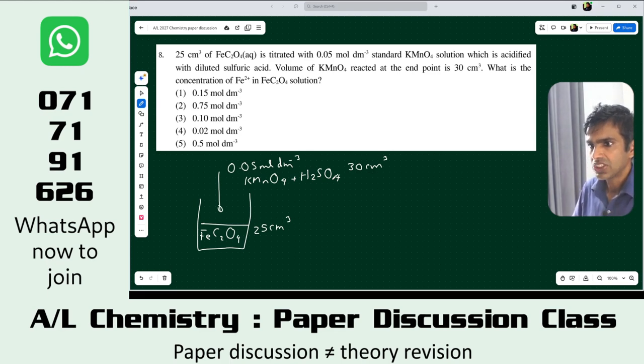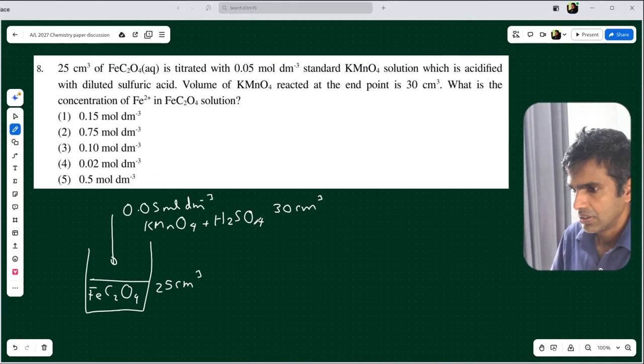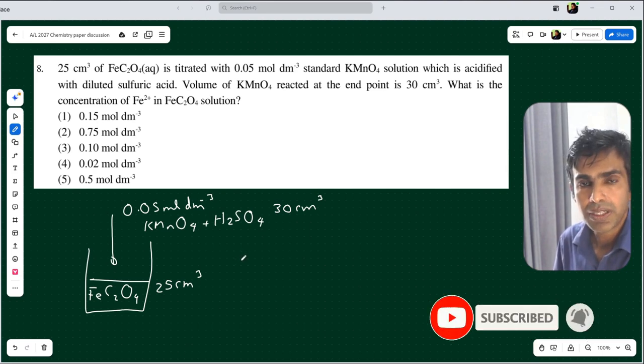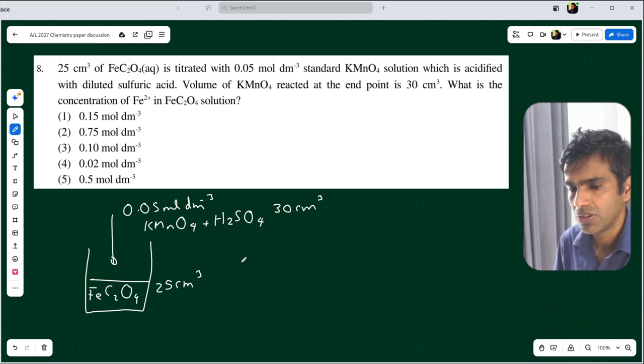So there is a reaction between ferrous oxalate and potassium permanganate in acidic medium. Therefore, first we need to write the balanced chemical equation for that reaction. Can you remember the half reaction of permanganate ions in acidic medium? If so, please pause the video and write that balanced equation for the half reaction.